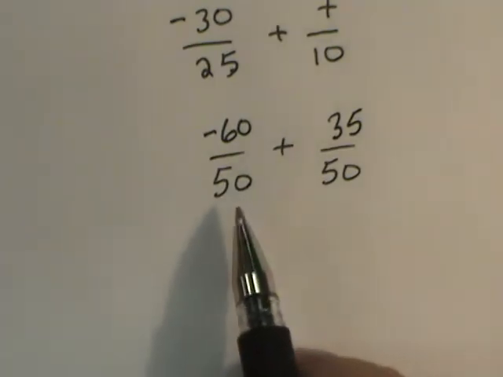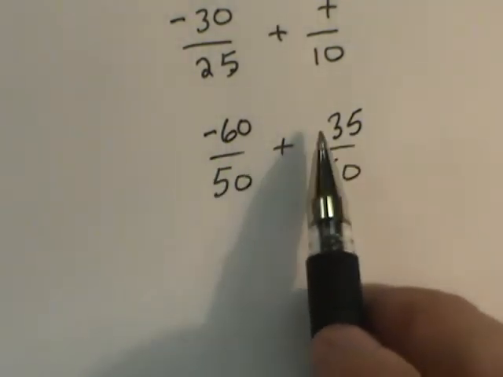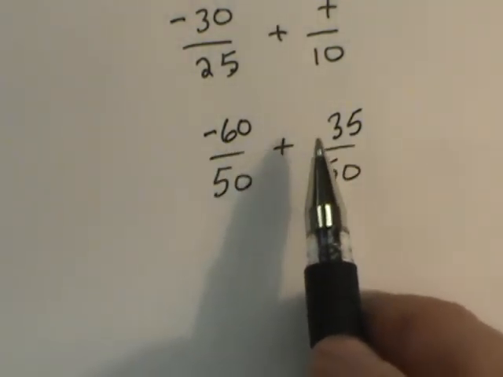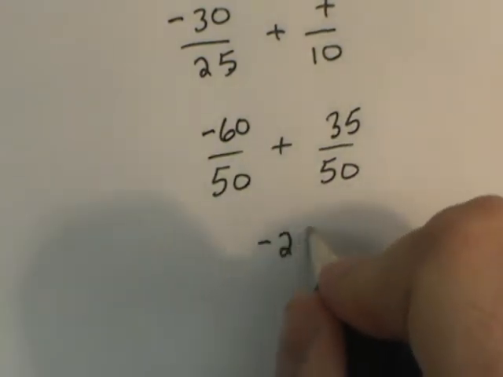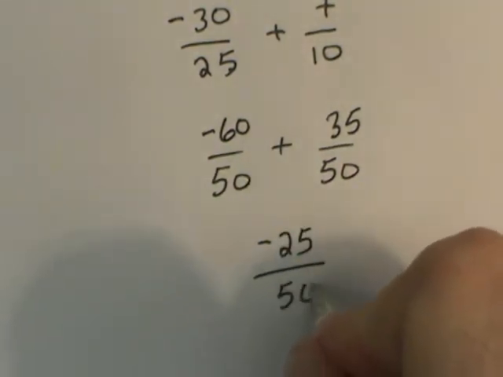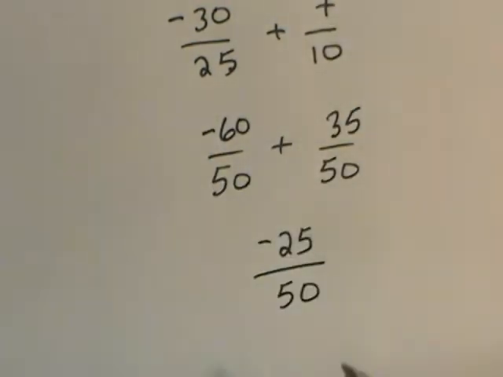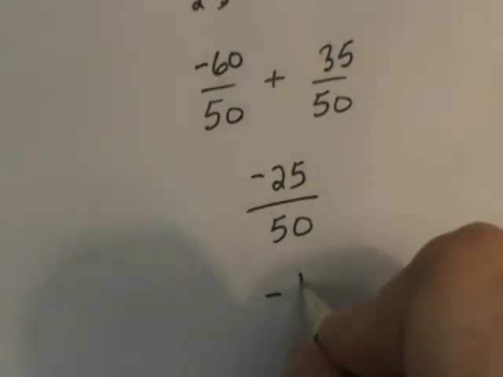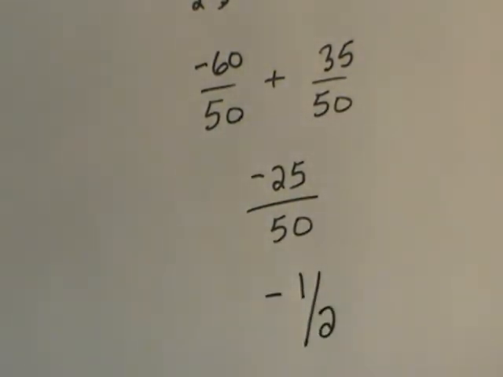And now because I have the common denominator, I can go ahead and do the addition or subtraction. Negative 60 plus 35 is negative 25 over 50. And of course, you know you have to simplify that. Don't give me an answer like this. So we'll divide both the top and the bottom by 25, and our final answer would be negative 1/2. That's example number 12 from order of operations.